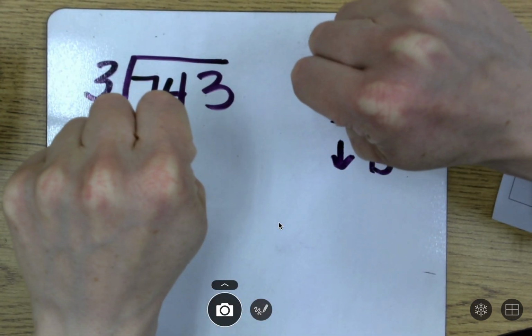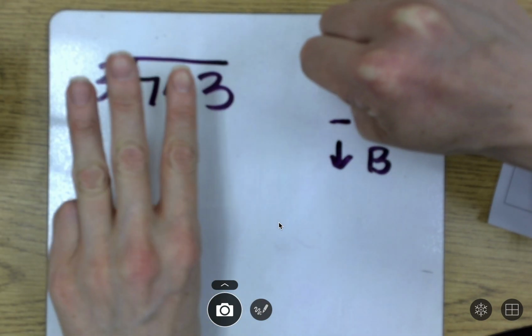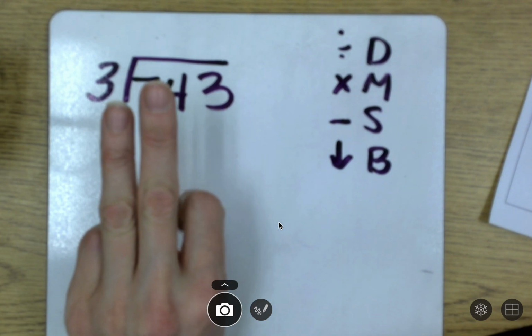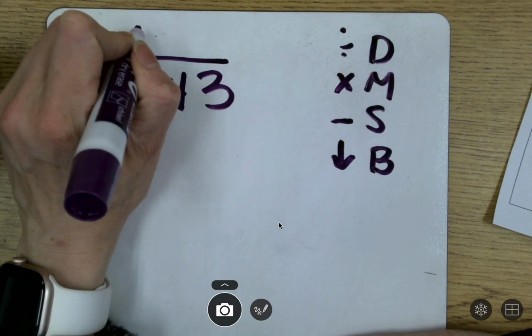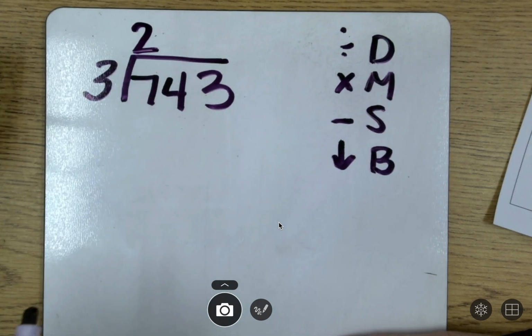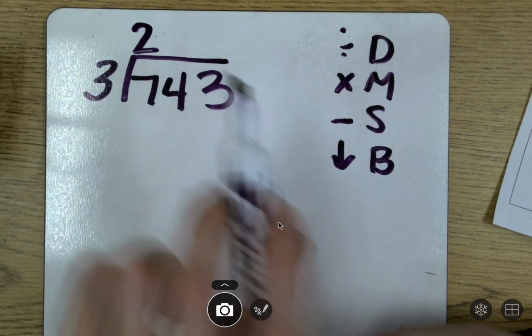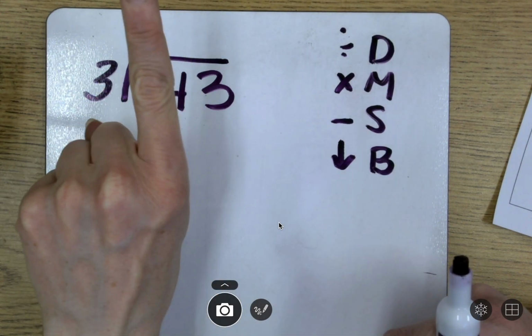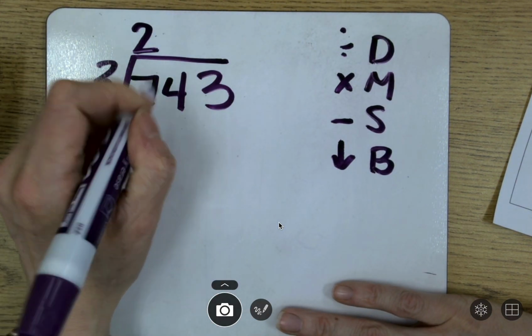Here we go. You better sing with me. 3, 6, 9. Too big. 1 finger down. 2. I put the 2 over the 7. And next, I multiply. 3 times 2 is 3, 6, 6. I place a 6 under the 7.